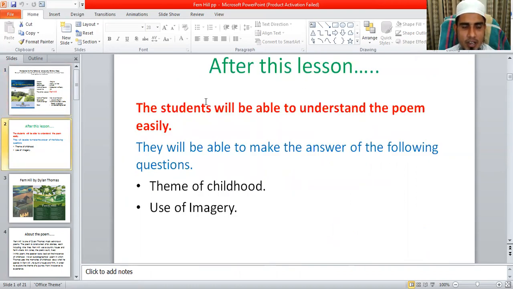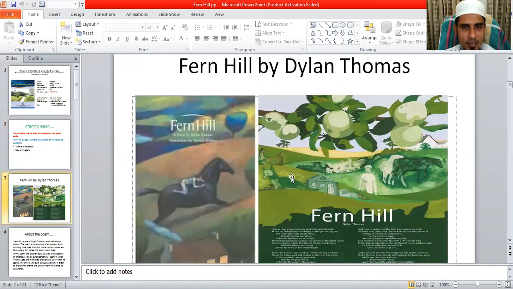After this lesson, inshallah, you will be able to understand the poem Fern Hill very easily, and you will be able to answer the following questions. Number one, the theme of childhood. This is a very important question for your coming exam. Another is the use of imagery: what are the images that the poet uses in this poem? These two questions are very important for your exam. Inshallah, after this lesson, you will know the answer. Dear students, let's start now.